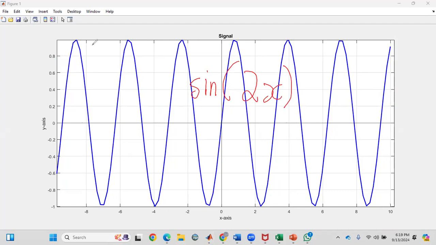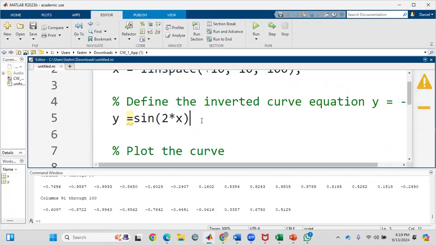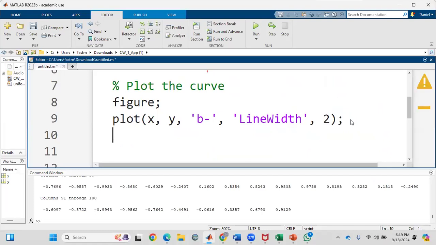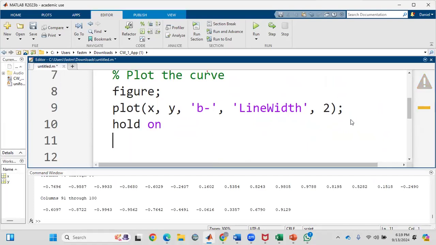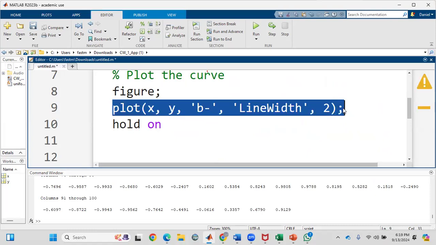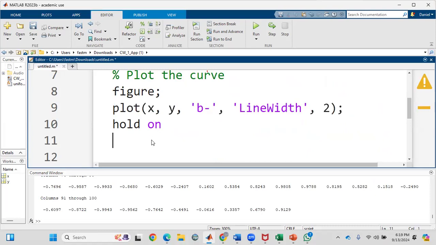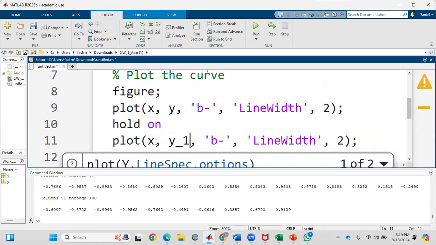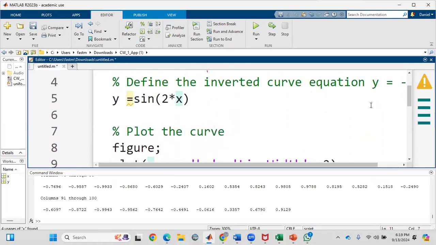All right, no problem. So let me see if I could get it. I want to keep my sine x there. So what I could do, I could hold on, then I could copy this, Control C, Control V, and let me say y1. So we could go back up here now.